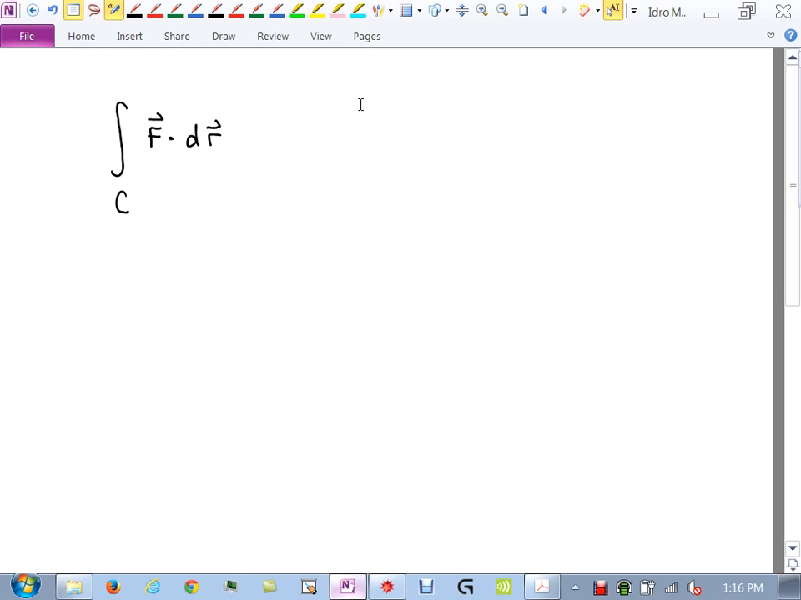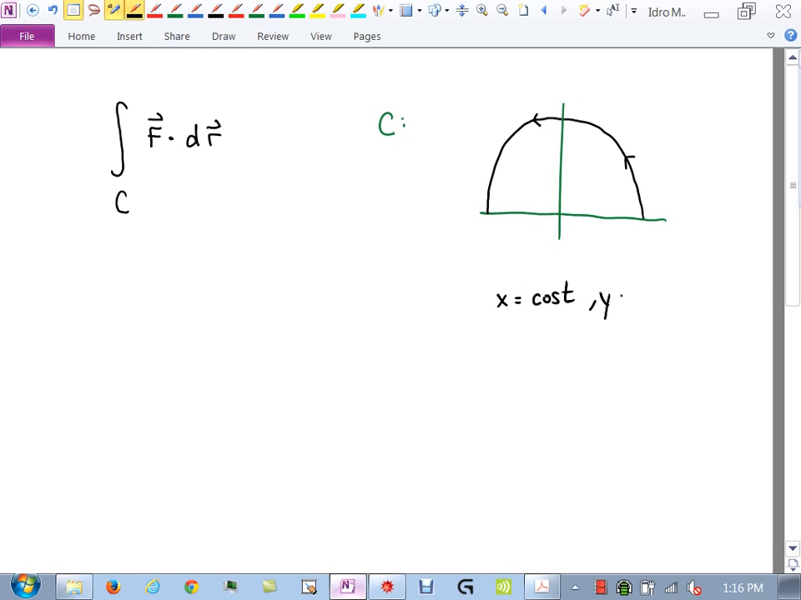Let's talk about the curve first, because I think the curve is the cleanest part of this. The curve C is the upper half of the unit circle. And we've done this so many times, right? We should be able to parametrize that pretty much in our sleep. What we said in the past was this: x was cosine t, and y was sine t. And then we said the restriction on t was 0 to pi, right?